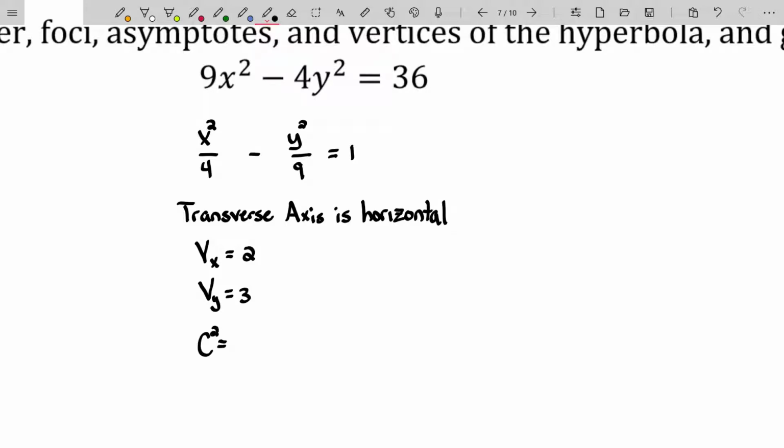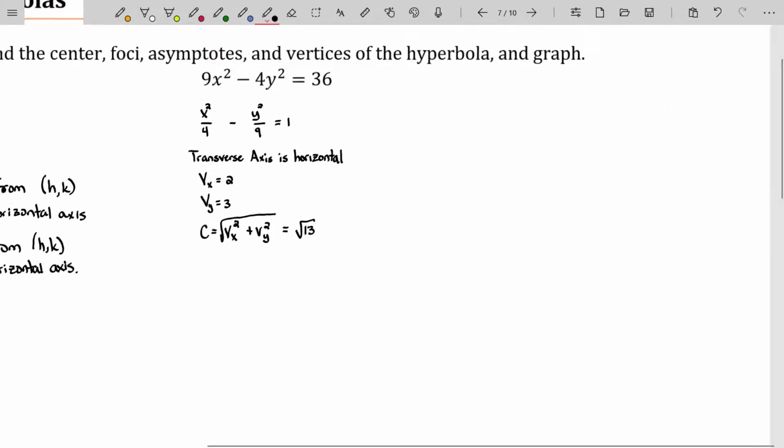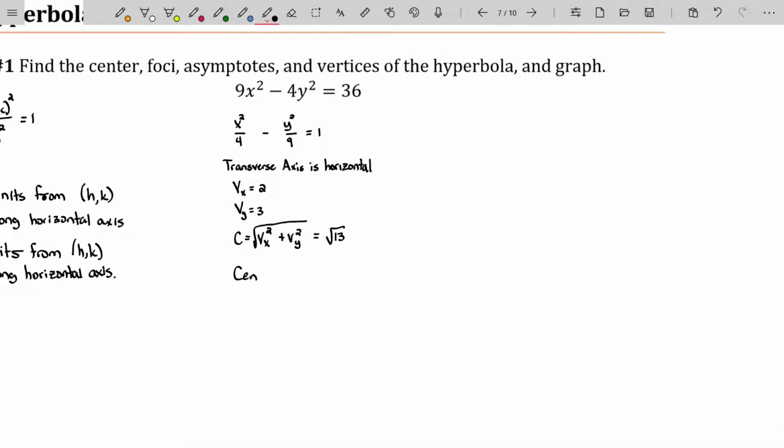Well, remember, c squared is always, for hyperbolas, going to be v sub x squared plus v sub y squared. Or in other words, c will be the square root of v sub x squared plus v sub y squared, which is equal to the square root of 4 plus 9, 13. So not a pretty number, but we'll just deal with that. And the center, kind of easy to see. We don't have x minus h and y minus k. We do, but h is 0 and k is 0. So the center is at (0, 0) in this case.